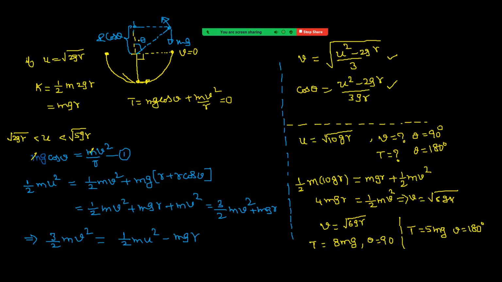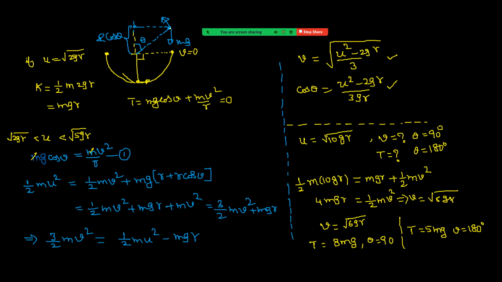So from this we can say, if they ask at what height, the height is R plus R cos theta. We got the cos theta value, so the height is known, and we got the speed also. Therefore, we can find at what height the string slacks and the angle made by the string with the upper vertical. If they ask with the lower vertical, we have to take 180 minus theta. And if they ask the speed, it is the square root of (u square minus 2gr) by 3. Like this, we can solve problems based on vertical circular motion.